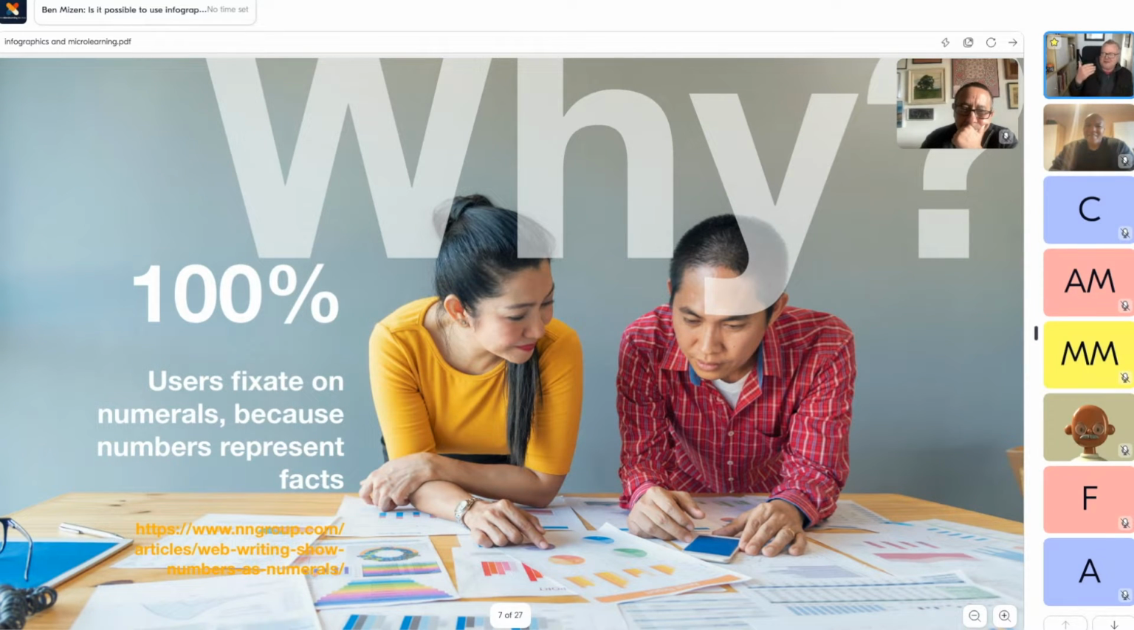Also, I was quite surprised by this: we tend to fixate on numerals because numbers represent facts. And it's a really interesting thing that when we put up a picture with numbers next to it, we can make sense of it. So we live in a very visual world. And if we are trying to help our learners or our students or our clients learn and gain things, why would we not lean into that culture to help them remember things?